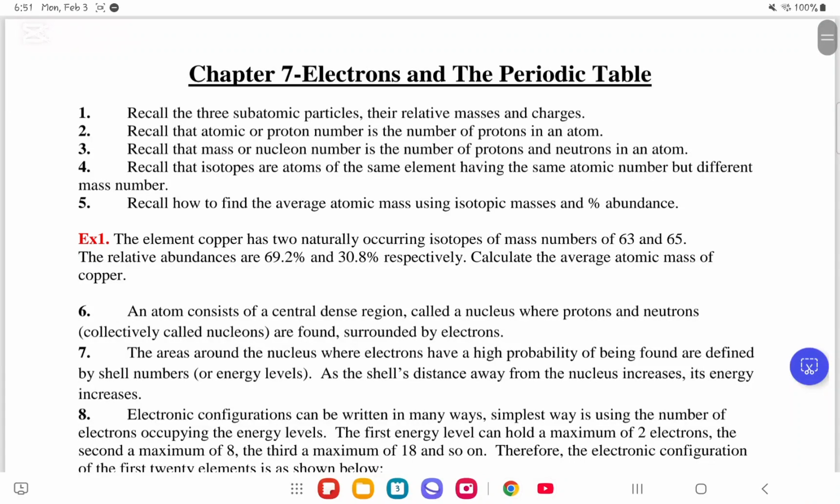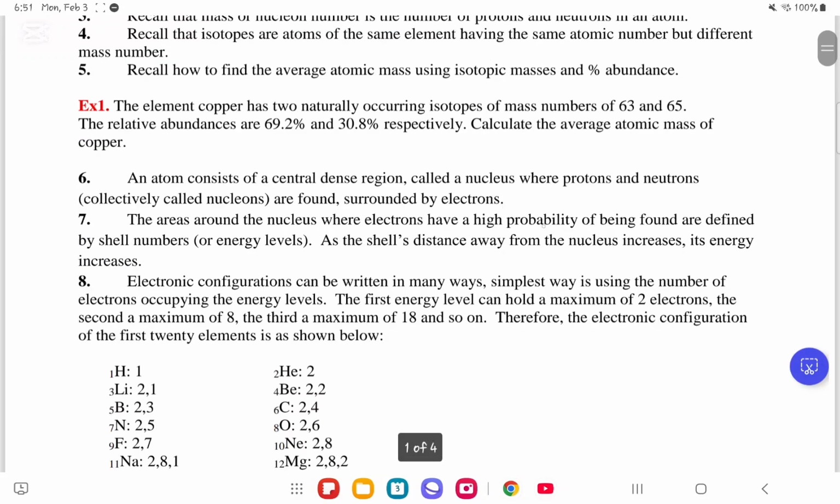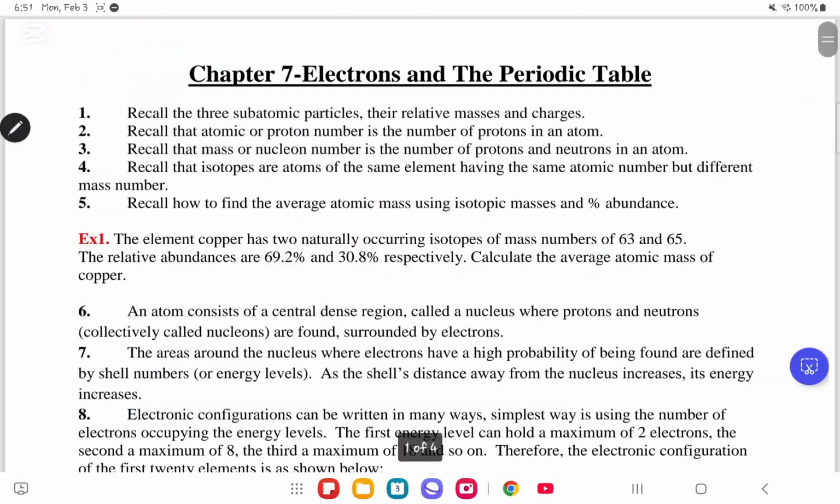So today I'll be explaining the questions only in the chapter 7 notes. It's only 4 pages, not a lot of questions. It's actually really easy. Okay, so we start on with exercise 1.